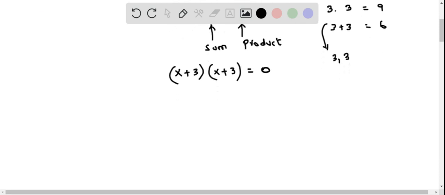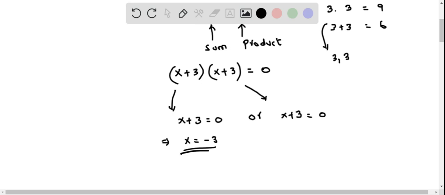Now let's apply the zero product property. So here it will be x plus 3 equals 0, or this one, x plus 3 equals 0. Solving this, we get x equals negative 3. We subtract 3 from both sides, and here as well we get x equals negative 3. So though we have two solutions, they are both the same. So the only solution to this equation is x equals negative 3.